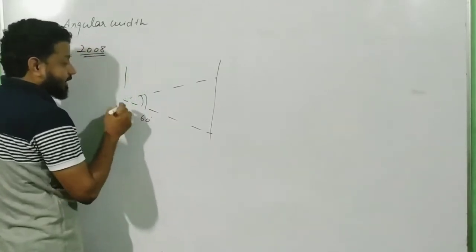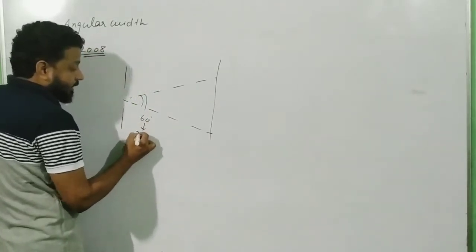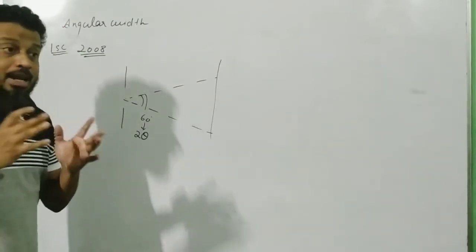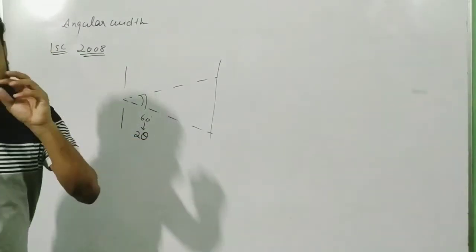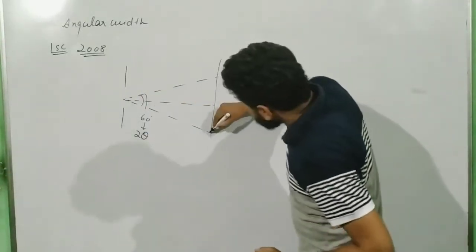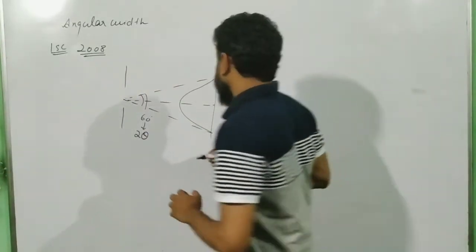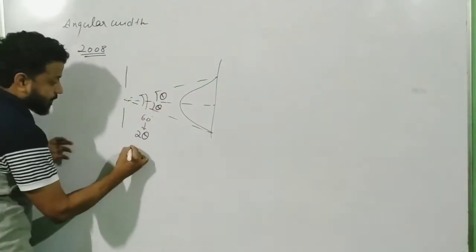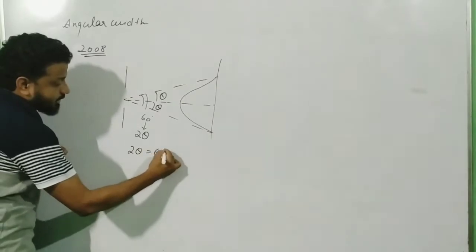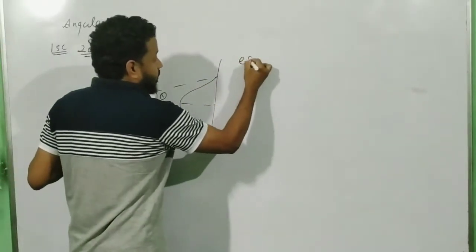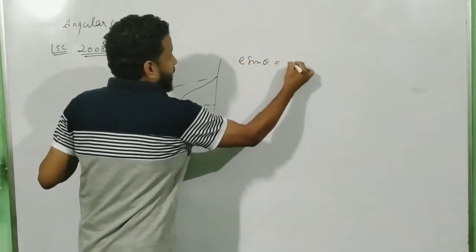Now never use 60 degree directly, because 60 degree is our value of 2 theta, since it says angular width. When they say angular width, that means it's the value of 2 theta. Then you draw a reference line over here, and this is where the maxima lies. This angle is theta, and this angle is theta. So if 2 theta is equal to 60 degree, theta is equal to 30 degree, and now you have to use the formula a sin theta equals n lambda.